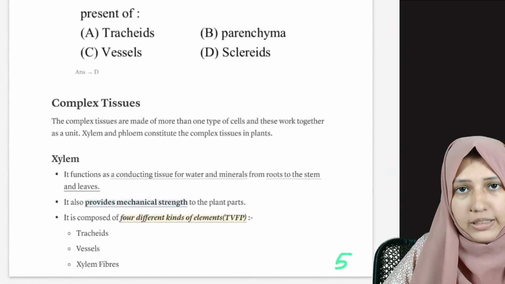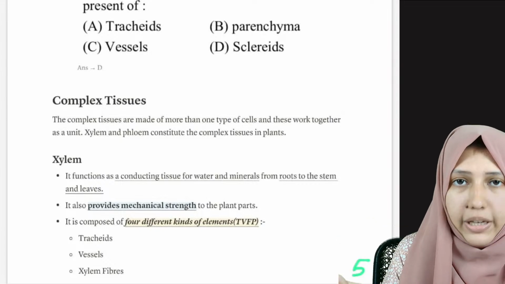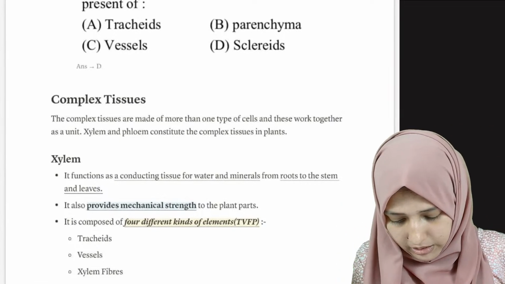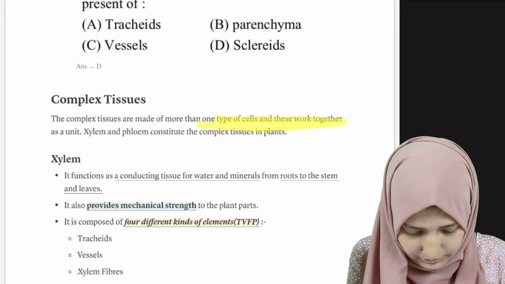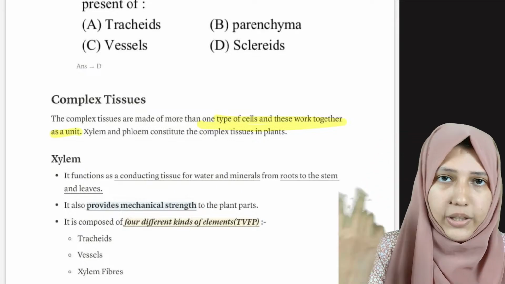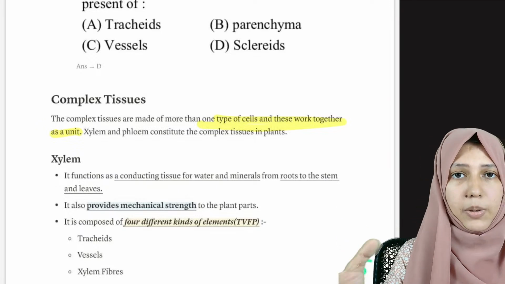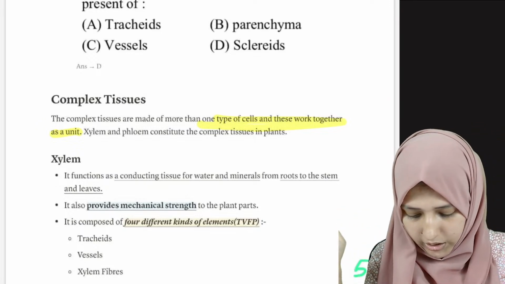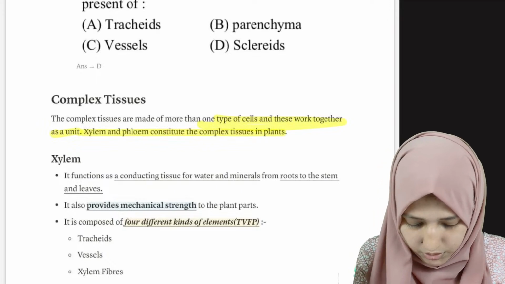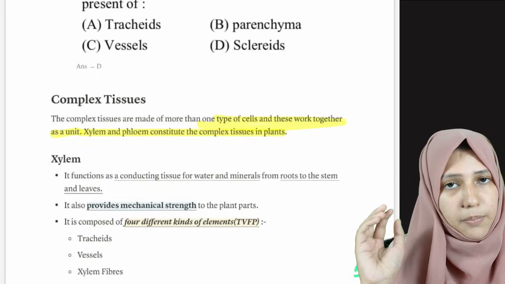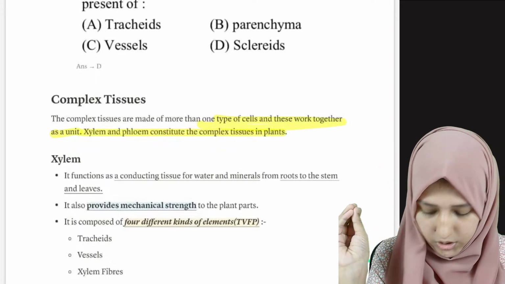Okay. Now coming into complex tissue. As we said, complex tissue possesses more than one type of cells, which work together as a unit. They are formed by more than one type of cells, but they work as a single unit. Now xylem and phloem constitute the complex tissue.